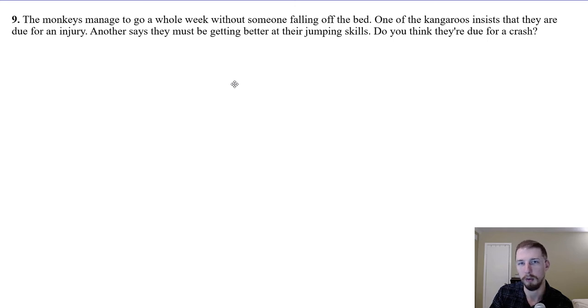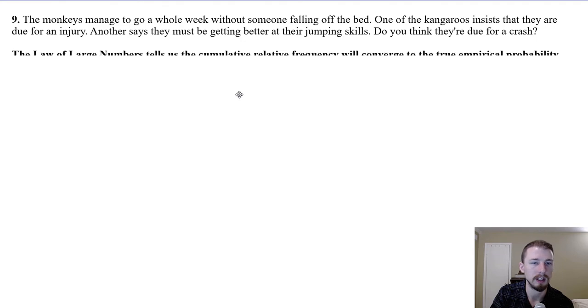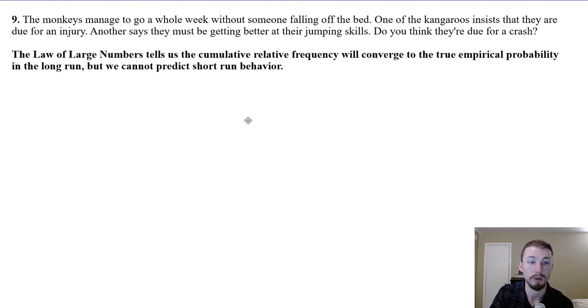Well, this is an example of the law of averages, which is a false law. The law of large numbers is true. So in the long run, it would average out and approach the empirical probability. But we can't estimate short-run behavior when dealing with independent events. Each day is still independent of the next day. So there is no such thing as streaks or due for anything.